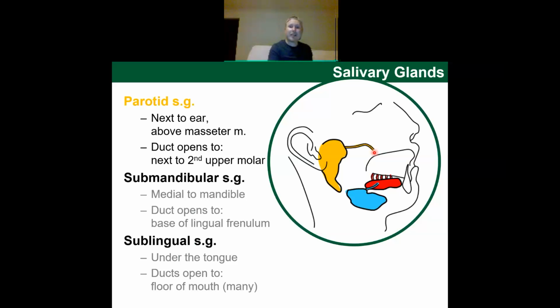How do I remember that this is parotid salivary gland? I think of pirates. Pirates tend to have a parrot sitting next to them. And where the parrot would be, that's where your parotid salivary gland is. So you might think of something smarter, but I'm all about thinking simple mnemonics. So that helps me to remember where the parotid salivary gland is.